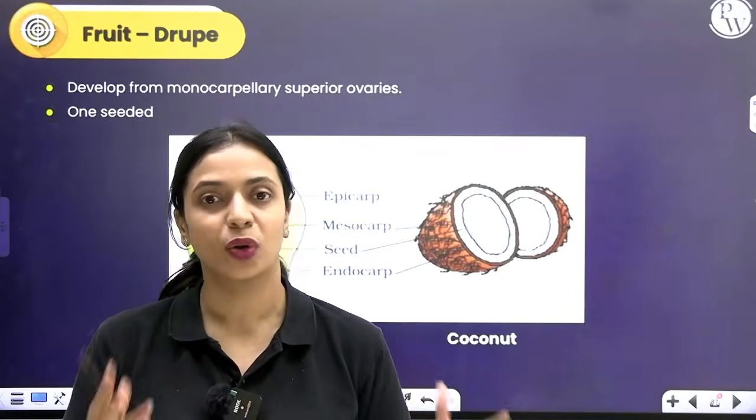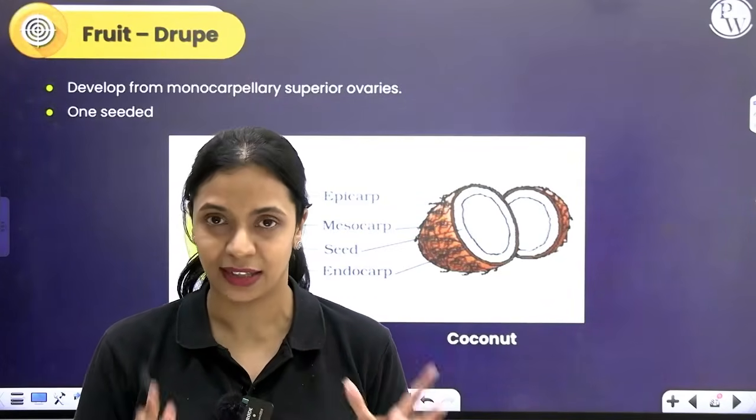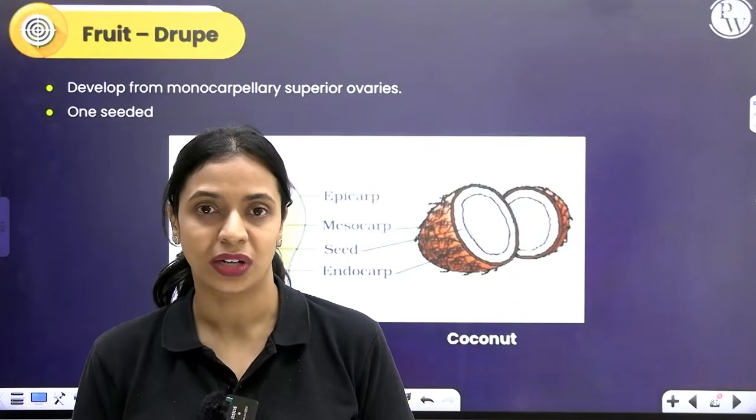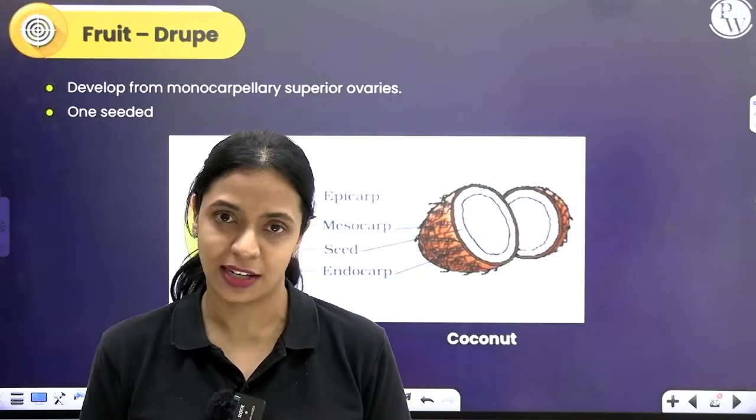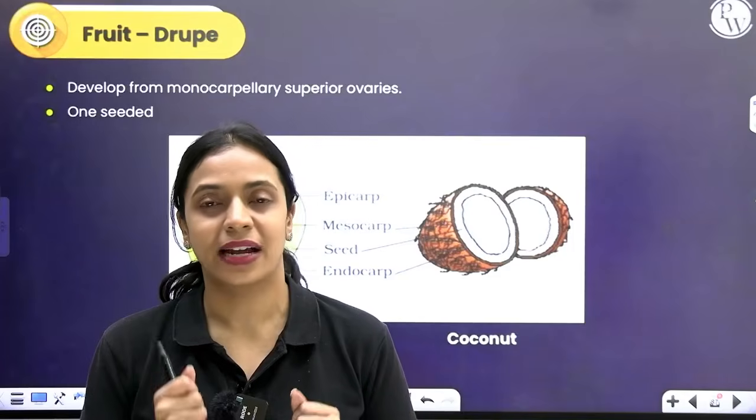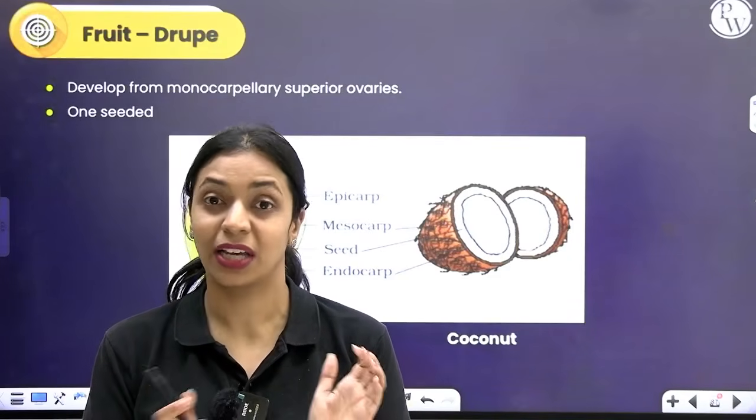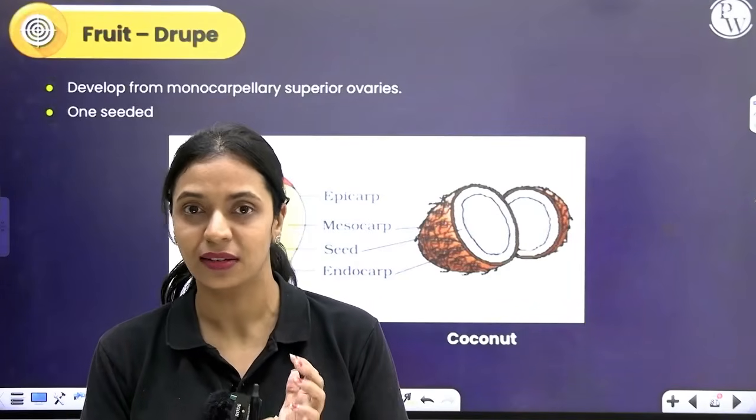In coconut, if you look at tender coconut, the outer leathery green color layer in the tender coconut, that is the epicarp. The fibrous layer in between that we remove, that is the mesocarp. The inner hard part, that is the endocarp.